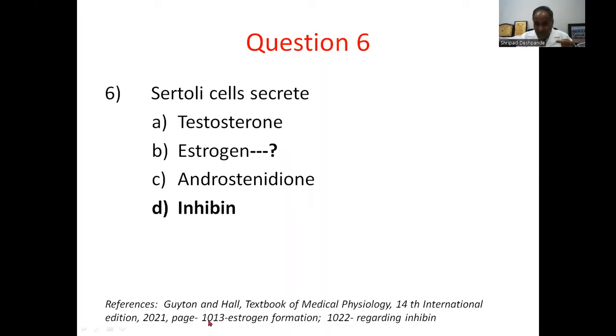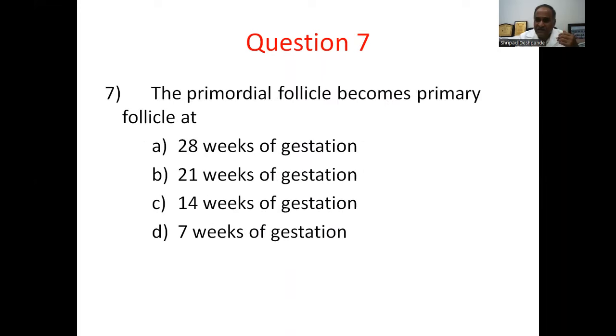And here I have, on page 1013 of the Guyton, it is mentioned. And on page 1022, they have mentioned inhibin secretion. So in this question, Sertoli cells secreting estrogen may be correct or inhibin may be correct. Now what is the key? I don't know. Whatever may be the key, this is the state of this particular question. Okay, so now move on to the next question.